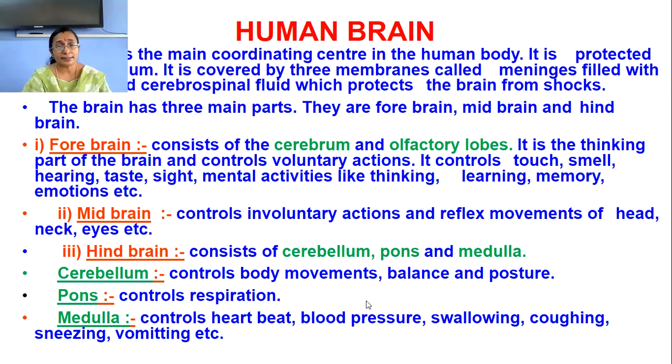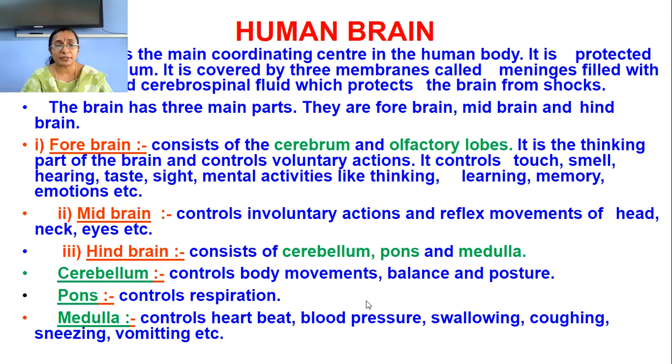So the brain has mainly three parts: the forebrain, the midbrain and the hindbrain. The forebrain is the part that is seen in front, that is the upper part. Then the midbrain is in the middle and the hindbrain is generally seen towards the back. Now the forebrain forms the larger part of the brain and it consists of two hemispheres, called the cerebrum. Along with the cerebrum, at the base there are also olfactory lobes.